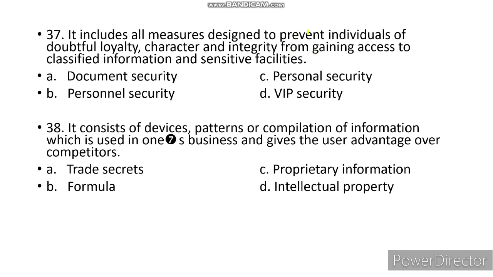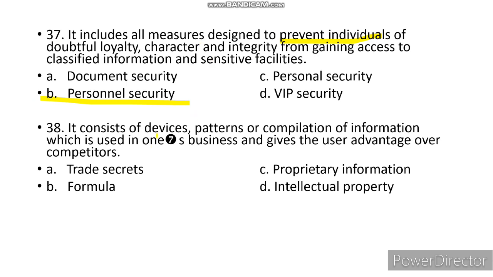So, prevent individuals. Huwag kayong maano dito. Baka sabihin, yung document security yan. Panggulo lang yung ano, sir. The answer would be personal security. Kasi baka makita niyo yung classified information sa the facilities, you're gonna go with the document security. Kaya nga, it was so good to analyze yung whole question. Diba?